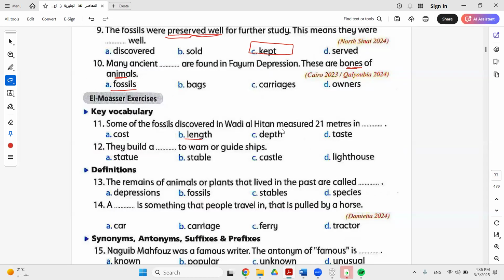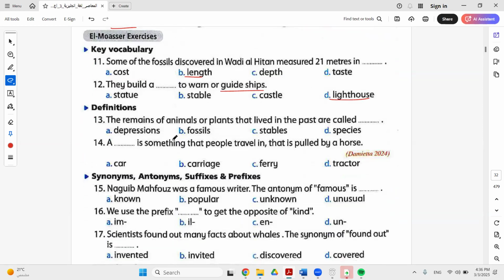Number 2. They build a to warn or guide ships. Lighthouse. Good job. The remains of animals or plants that lived in the past are called fossils. Fossils. Okay.